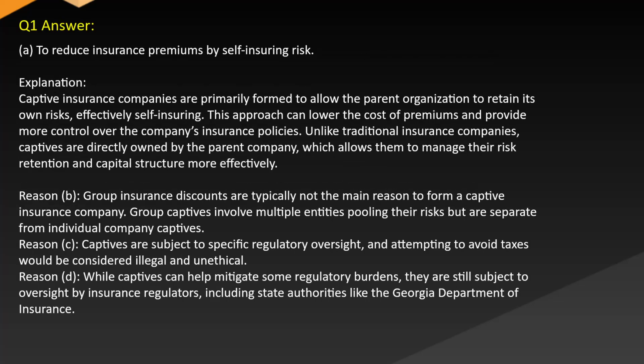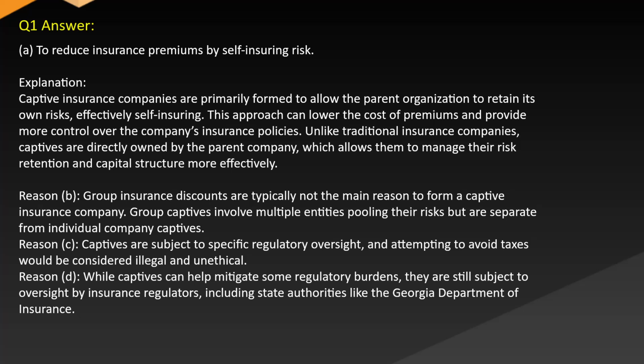Answer: A. To reduce insurance premiums by self-insuring risk. Explanation: captive insurance companies are primarily formed to allow the parent organization to retain its own risks, effectively self-insuring. This approach can lower the cost of premiums and provide more control over the company's insurance policies. Unlike traditional insurance companies, captives are directly owned by the parent company, which allows them to manage their risk retention and capital structure more effectively.